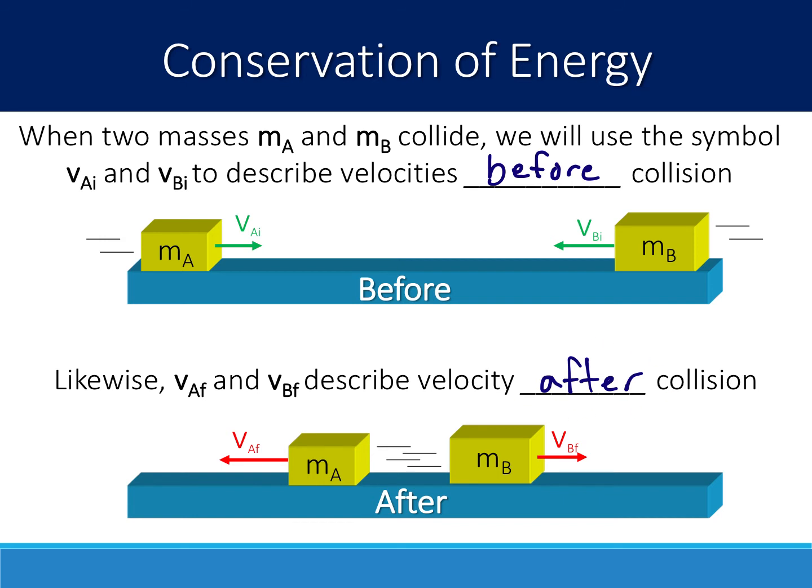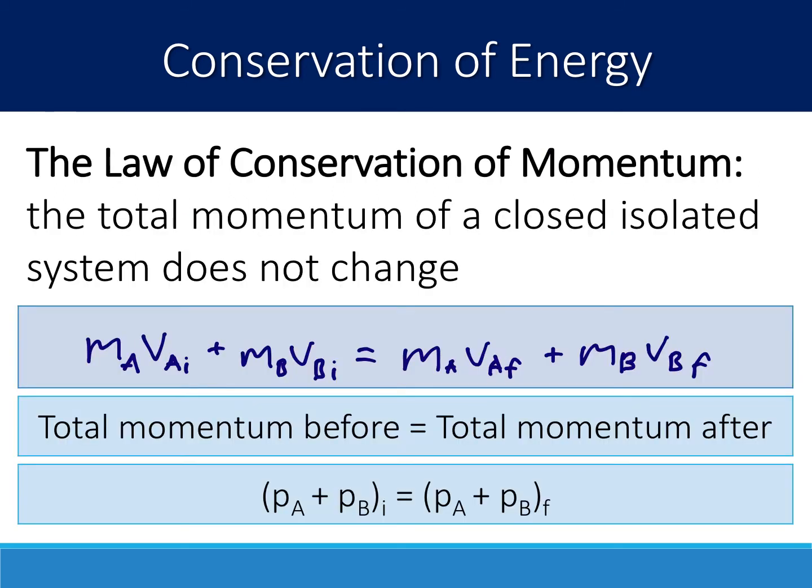After the collision, we also have to keep track of that amount of momentum. And so we're going to have to list the velocity of block A, and F is final, and the velocity of block B, and F is final. So we're going to use the initial and the final to help us determine before and after. All right, how does that all fit in?